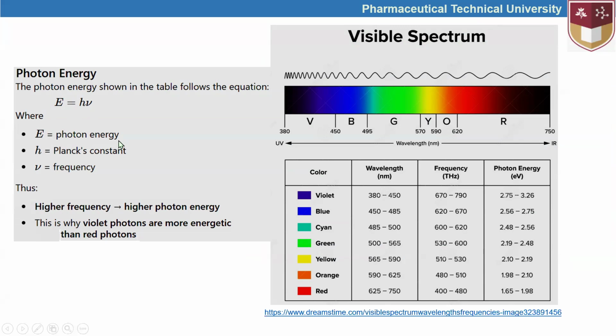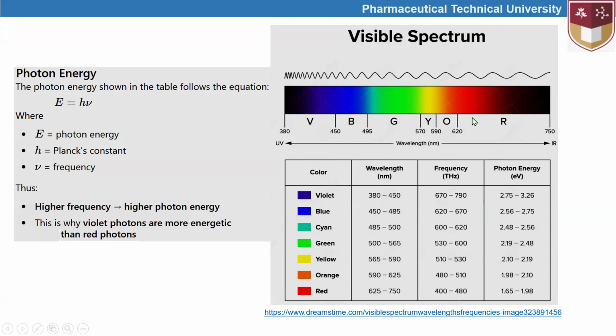Here, E is photon energy, h is Planck's constant, and v is the frequency of that spectrum of the electromagnetic wave. Again, the higher the frequency, the higher the photon energy. This is why violet photons are more energetic compared to red photons, as shown here.